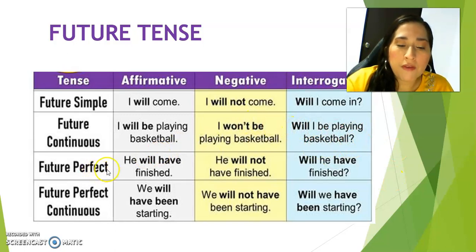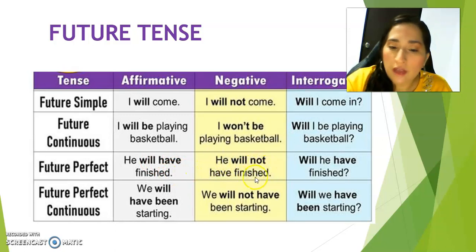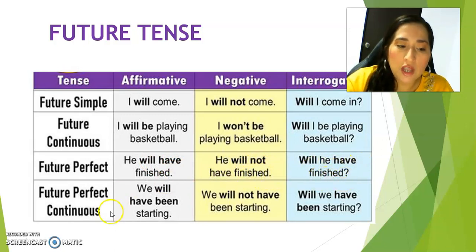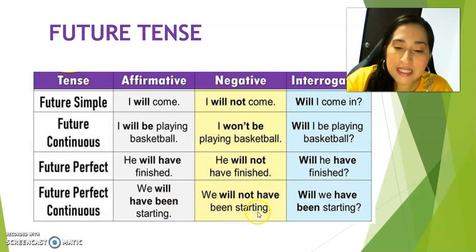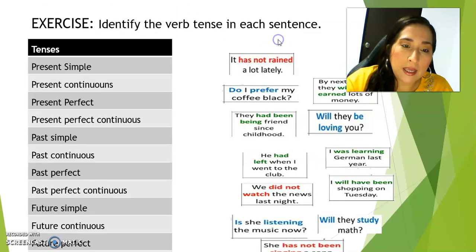In future perfect, we have he will have finished. He will not have finished. Will he have finished? Future perfect continuous. We will have been studying. We will not have been studying. Will we have been studying? Those are the tenses. In conclusion, we have 12 different tenses in English. Okay.